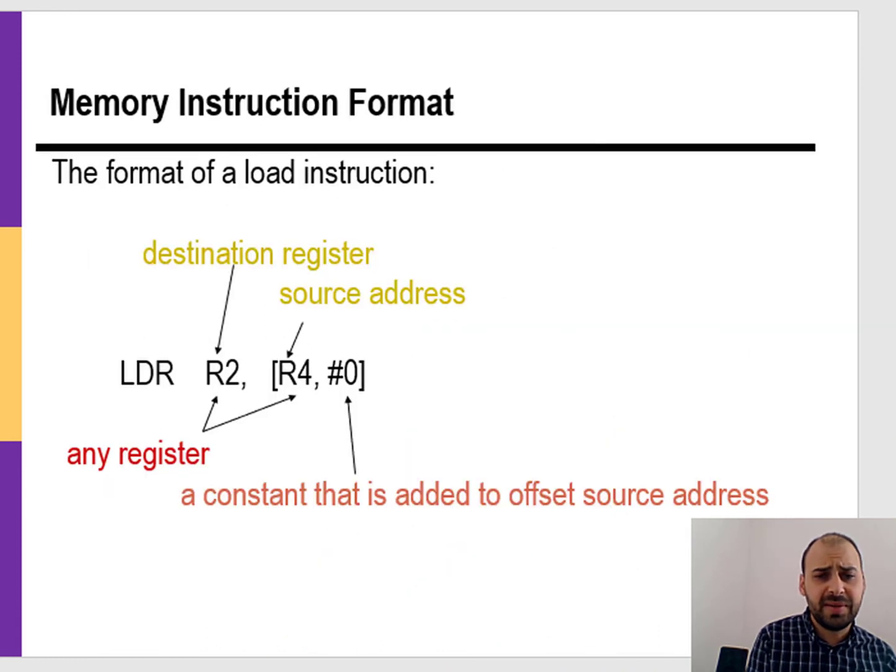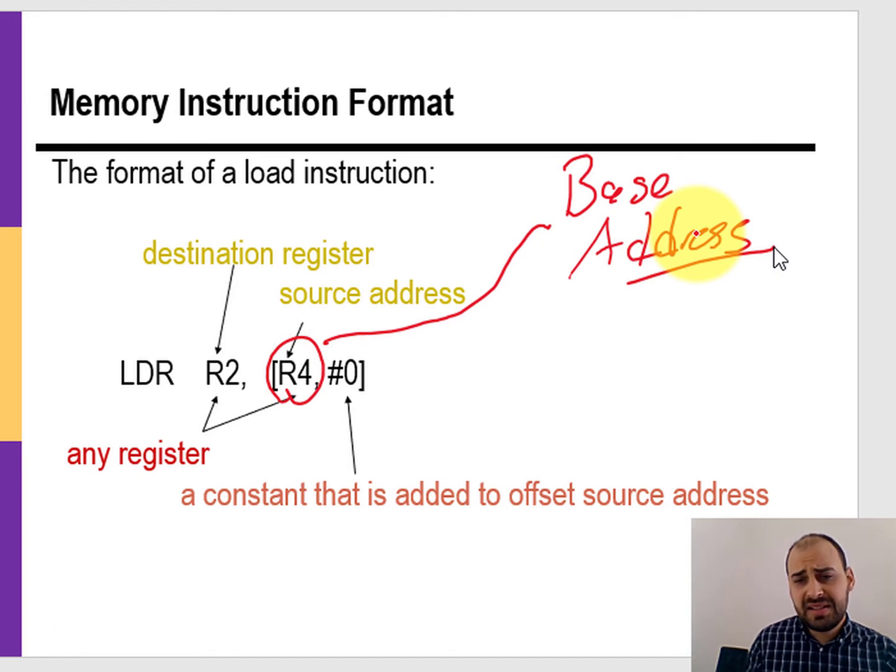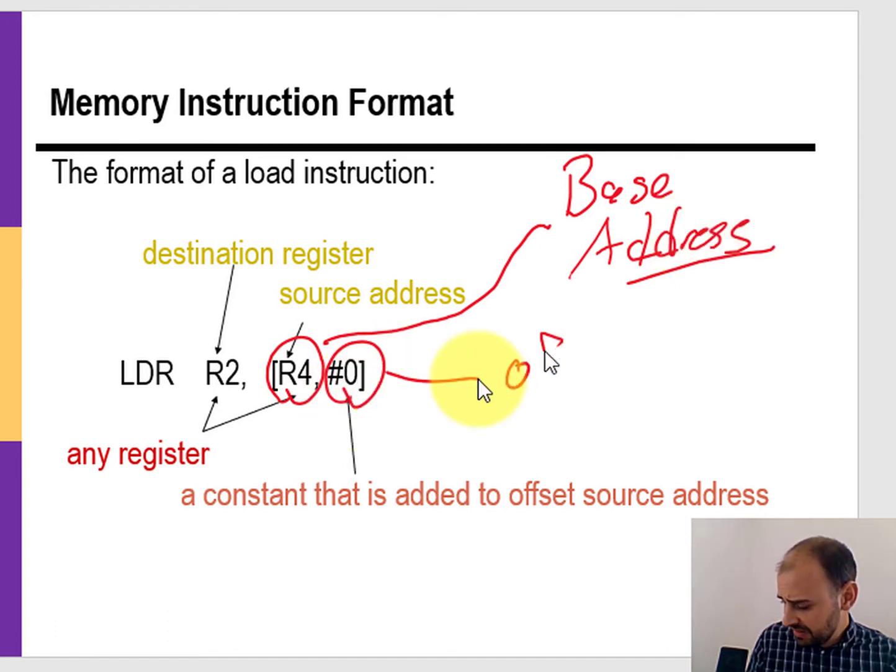So let's look at the ramifications of that. Oftentimes we operate on a so-called base address. I'm going to refer to it as the base address. And then some sort of, I'm going to call this here, the offset.